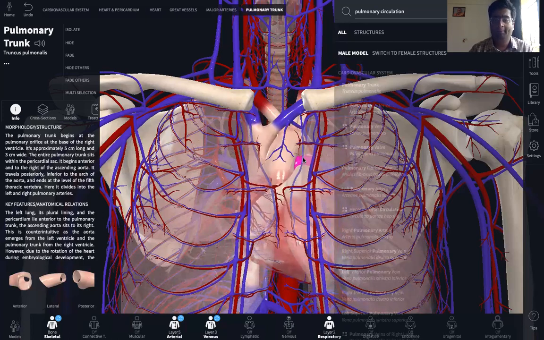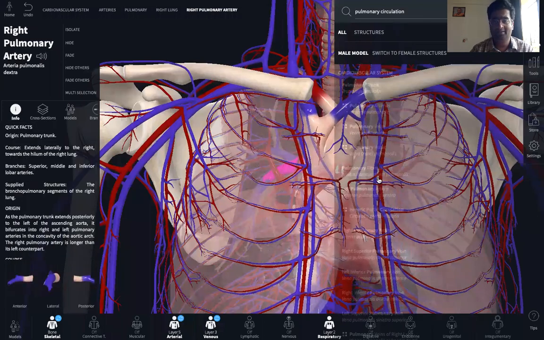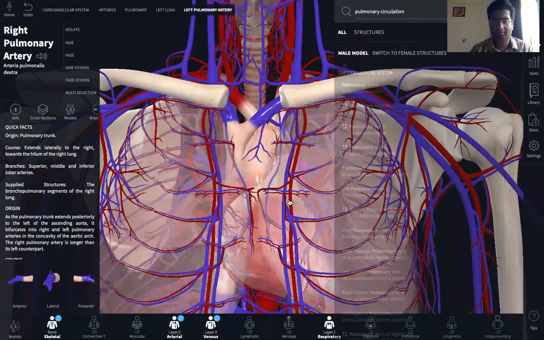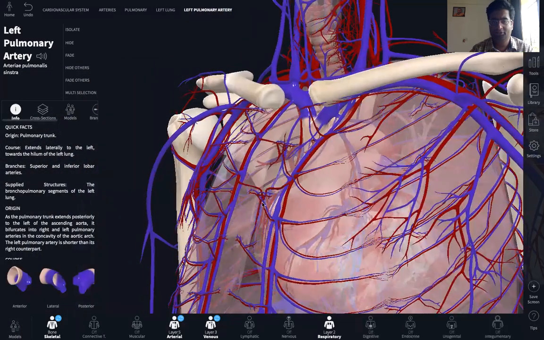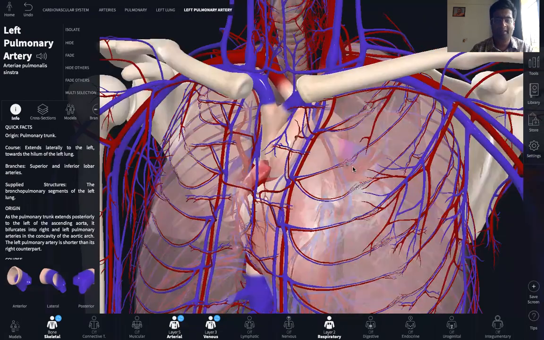pulmonary artery. The pulmonary artery begins as the pulmonary trunk, as you can see here on the screen, highlighted in pink. This pulmonary trunk goes on to divide into the right and the left pulmonary arteries. So that's the right pulmonary artery, highlighted in pink in the background. I will also highlight the left pulmonary artery. I'll slightly tilt it to show it to you. Yes, you can see the left pulmonary artery as well. These right and left pulmonary arteries are the branchings of the pulmonary trunk.